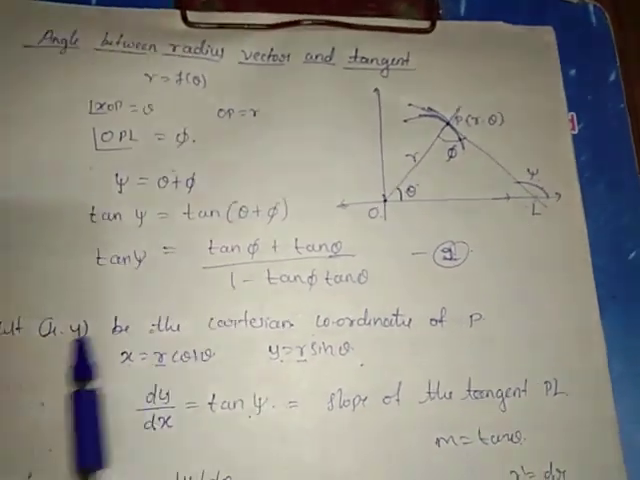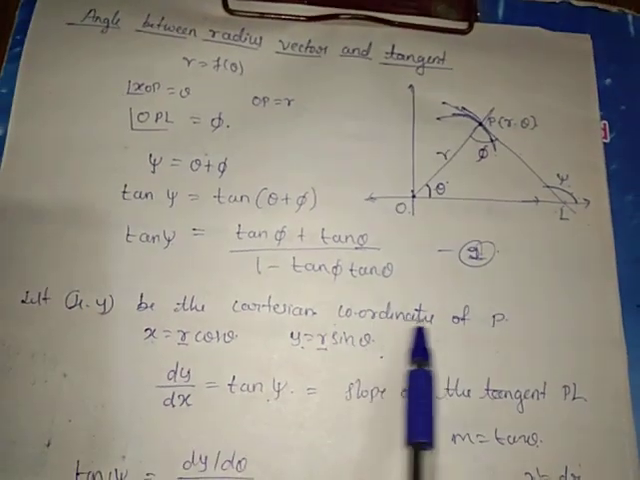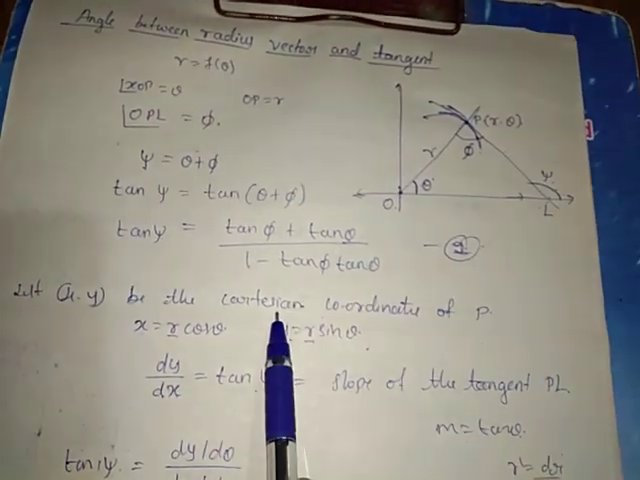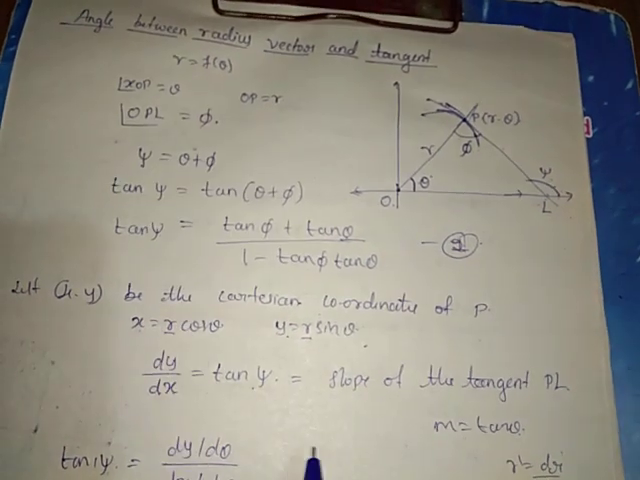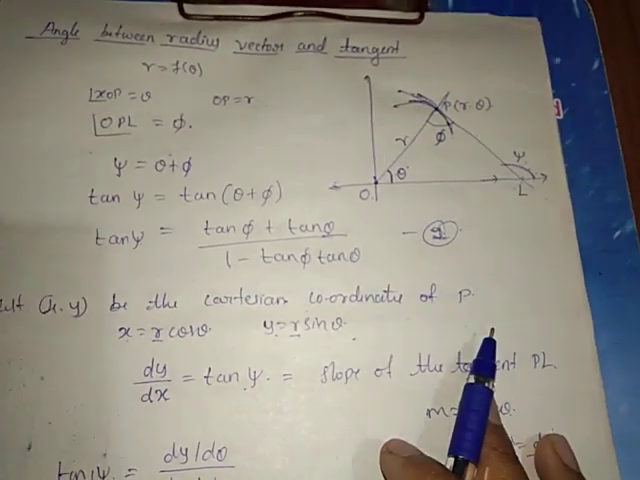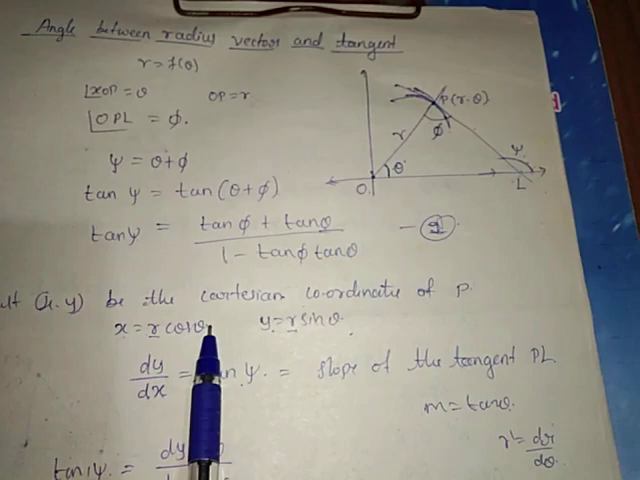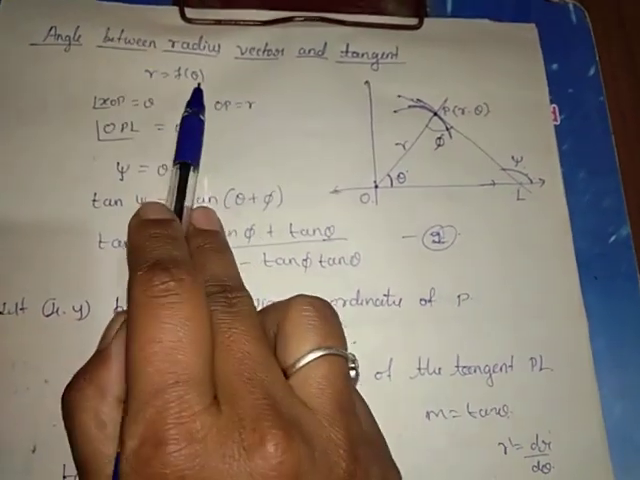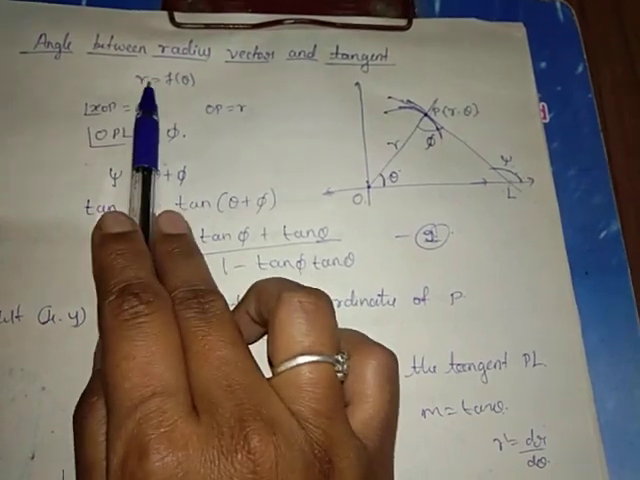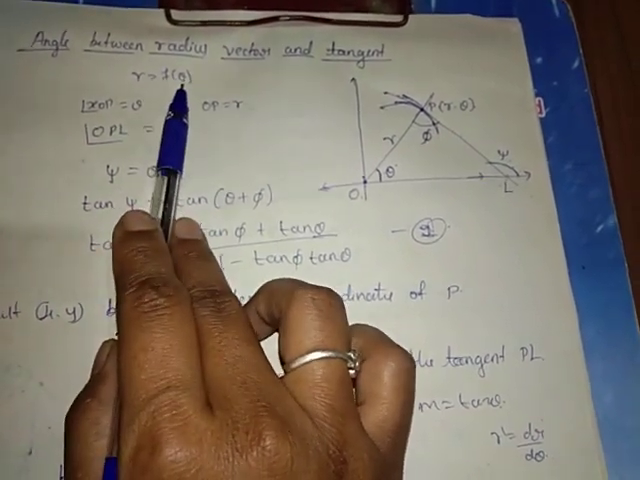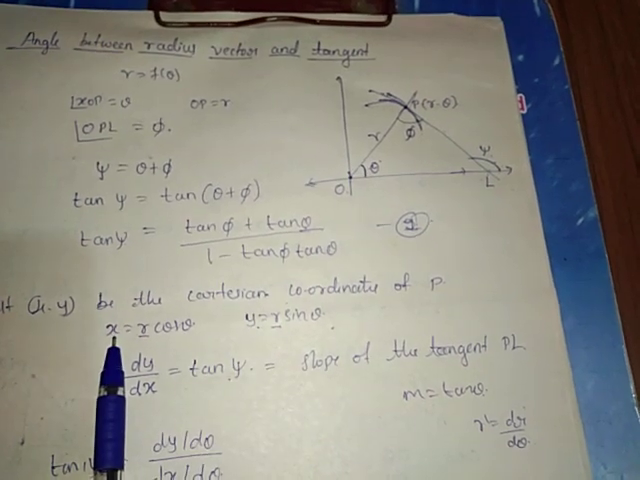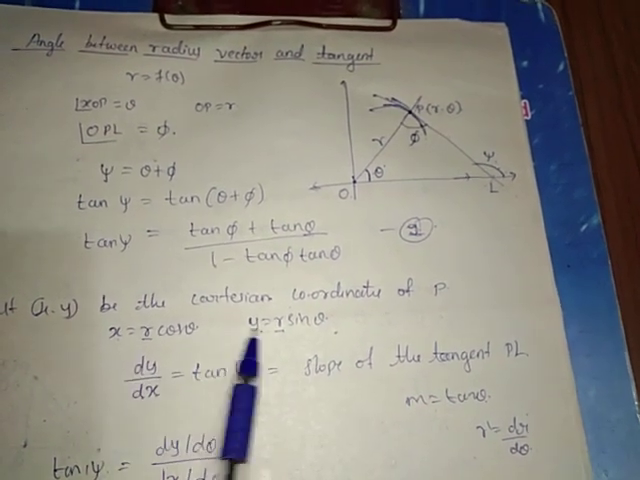Here x and y are the Cartesian coordinates of the point P. We know the relation between the Cartesian and polar coordinates, that is x equals r cos theta, y equals r sin theta. As per our condition, the curve r is a function of theta. So if r is a function of theta, then x and y are converted into parametric forms of the equation.